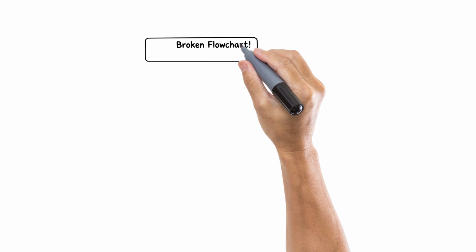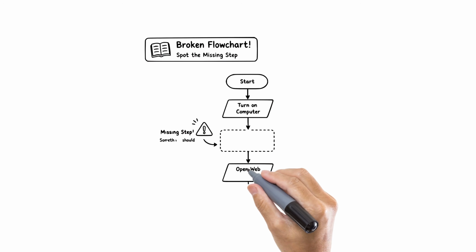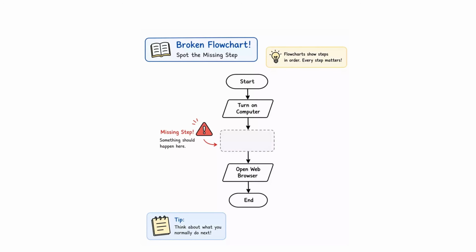Flowcharts and algorithms are closely related. An algorithm is a step-by-step method. A flowchart is that same logic shown visually. One uses words in order, the other uses symbols and arrows. Different format, same thinking underneath.